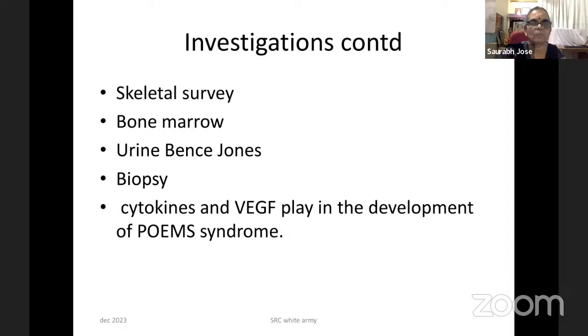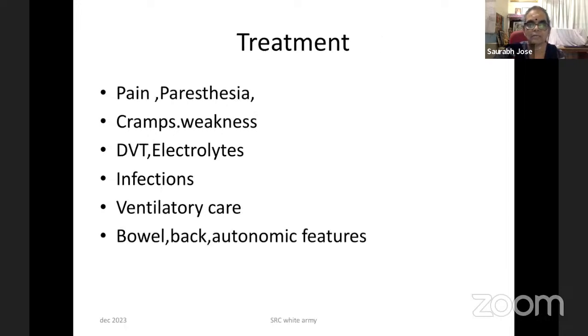And you can do skeletal survey, bone marrow, Bence Jones. When the picture looks like a paraproteinemia associated syndrome, when we think like that, based on the data collected, you will plan all those investigations. And treatment is needed for symptoms and disease: for the pain, paresthesia, cramps, weakness, DVT, electrolyte abnormality, infections, ventilatory care, bowel, back, autonomic dysfunction care.